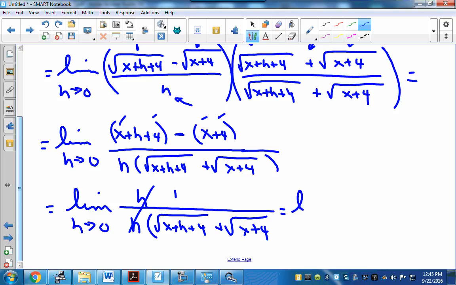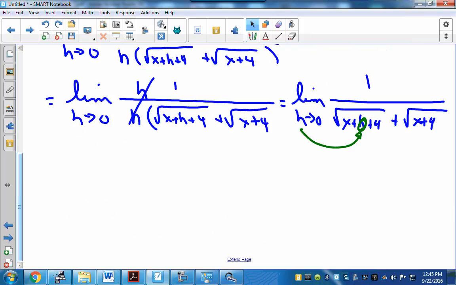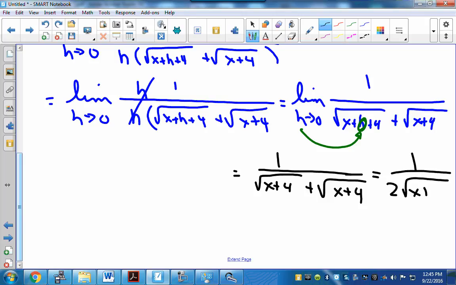So now we have the limit as h goes to 0 of 1 over the square root of x plus h plus 4 plus the square root of x plus 4. And now we substitute. Where there's an h, we just put 0 right there. When you do that, you get 1 over the square root of x plus 4 and another square root of x plus 4. So stuff plus stuff is 2 stuffs, so 1 over 2 times the square root of x plus 4. That's the answer.